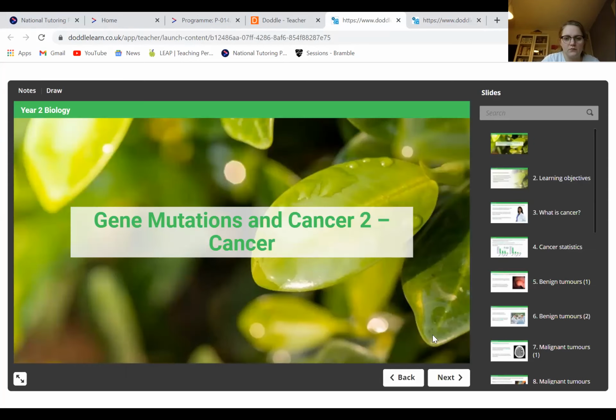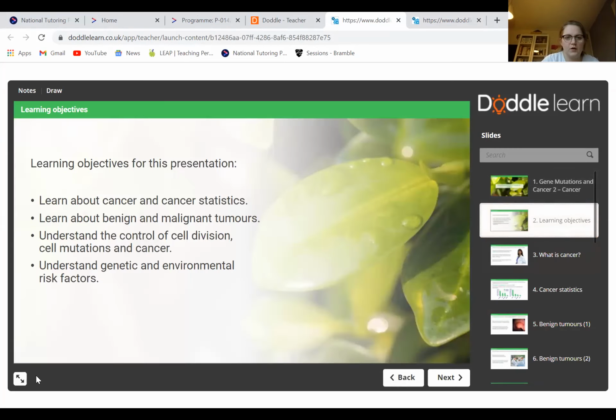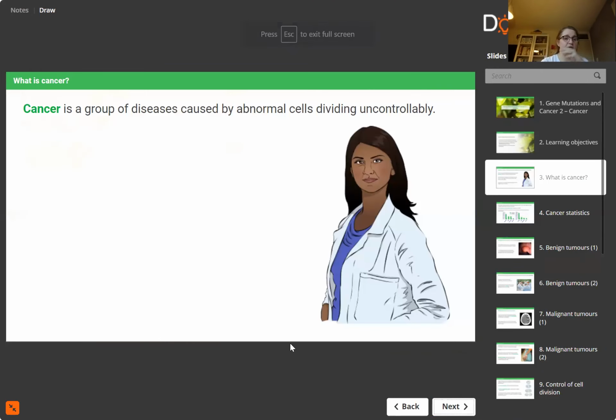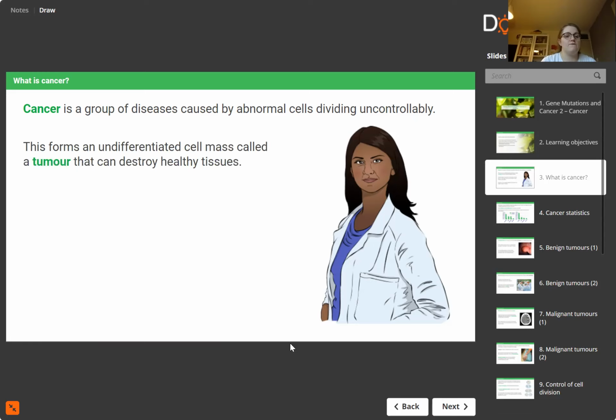Part about the cancers. So basically, like I said at the beginning, cancer is a group of diseases that are caused by abnormal cells dividing uncontrollably. This forms an undifferentiated cell mass. So if we think back, differentiated cells are our specialized cells. Undifferentiated cells, we often refer to as stem cells, but we can also have them in the form of tumors. So this forms an undifferentiated cell mass called a tumor that can destroy healthy tissues.